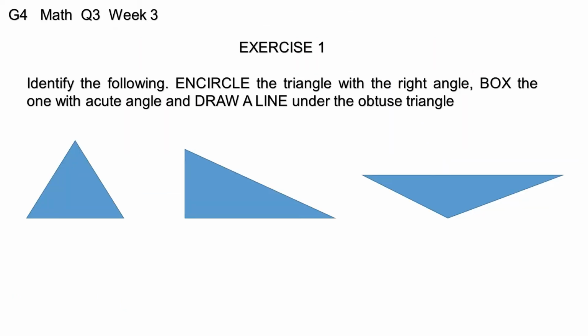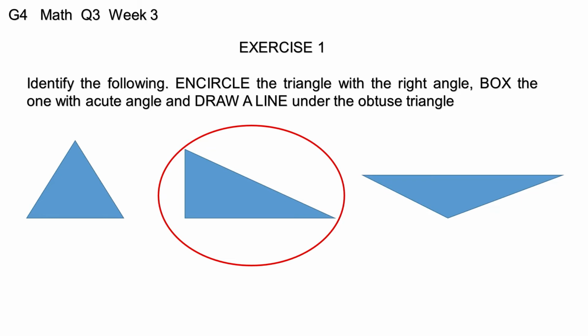So, let's do some exercises. Identify the following. Encircle the triangle with the right angle, box the one with an acute angle, and draw a line under the obtuse triangle. So, first one, encircle the triangle with the right angle. So, alit yan ang mga right angle. So, this is the one with the right angle. So, we call it a right triangle.